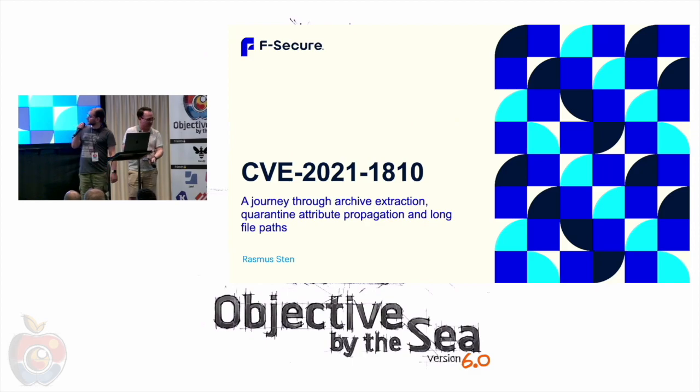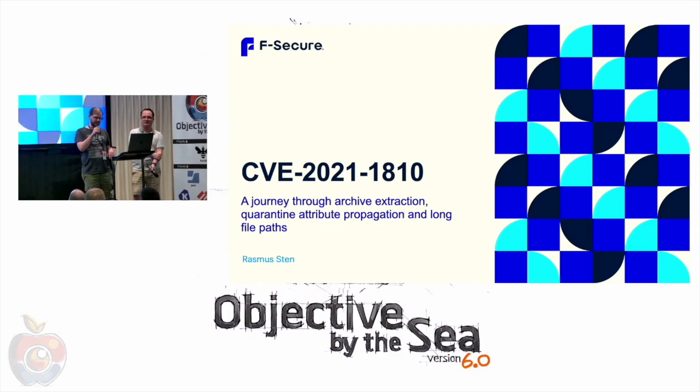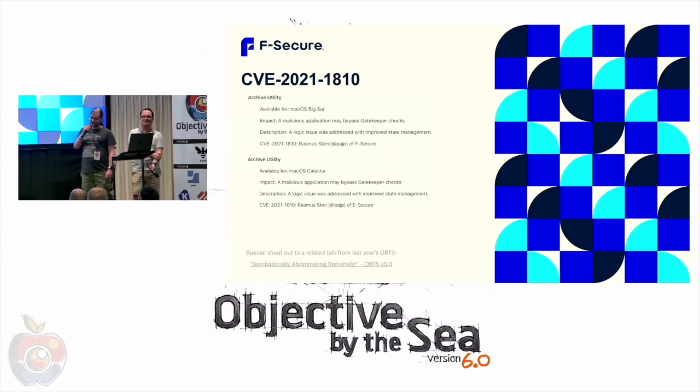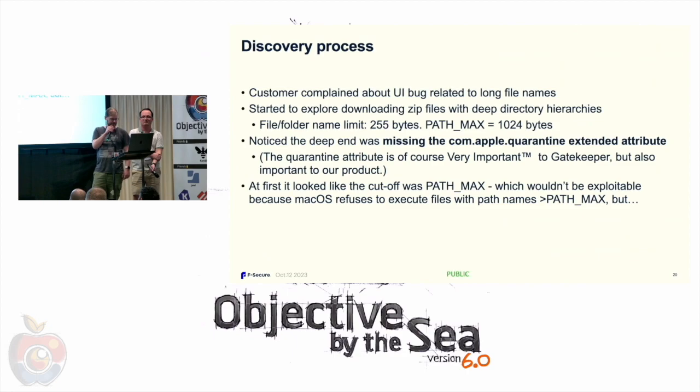So yeah, I found this vulnerability a couple of years ago, but all the mechanics are still relevant and about the same in macOS Sonoma, so it's still very relevant, I think. As you see from the title, it's a journey through archive extraction and quarantine attribute propagation along file paths. You can probably figure out exactly what I did here to find this bug. It was fixed in Big Sur and Catalina. Before Catalina, macOS was not vulnerable to this.